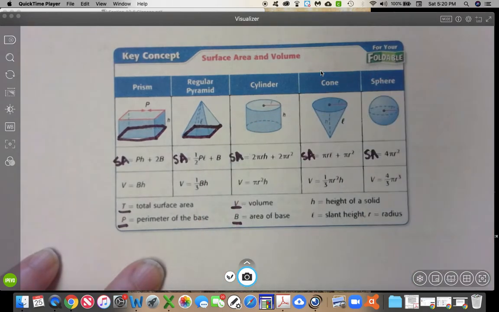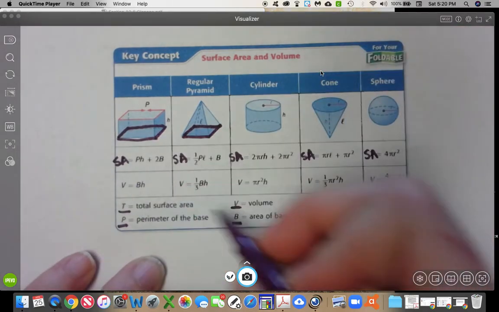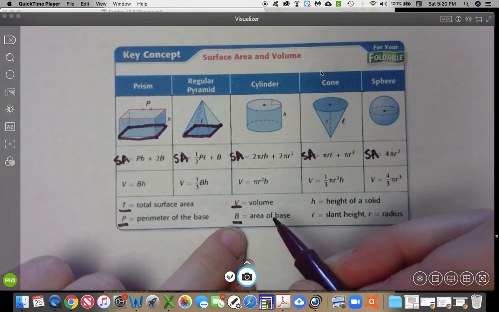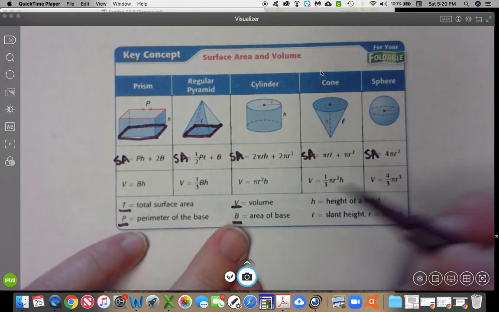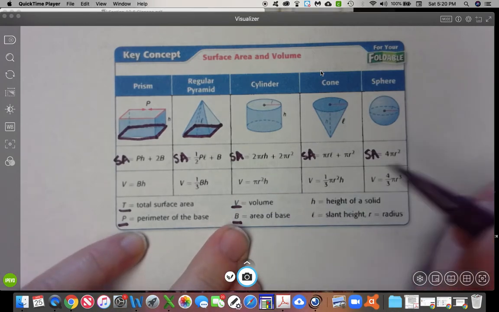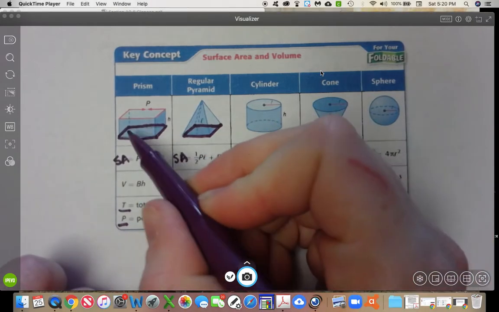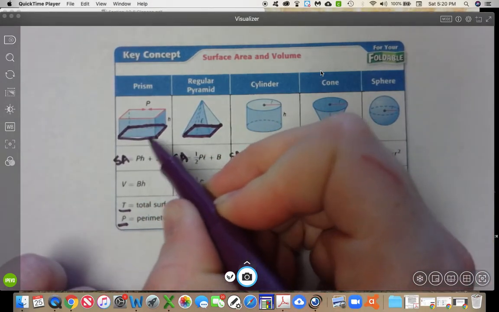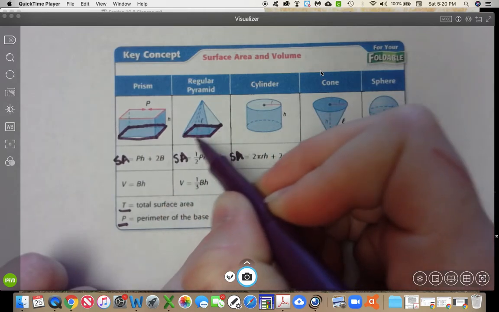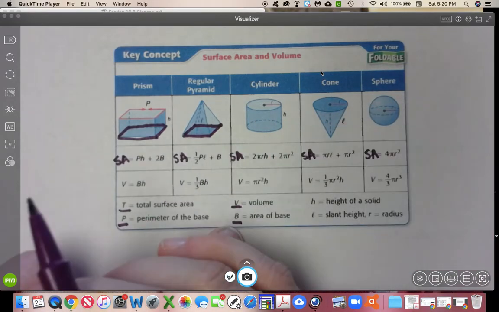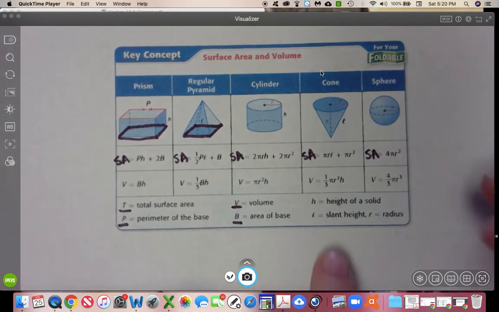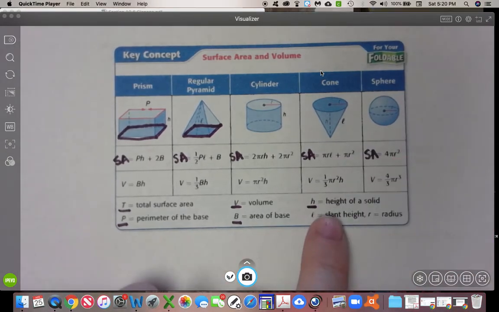Then I have capital B, which is the area of the base. So when they use capital letters, they're kind of referring to the base here. Capital P is perimeter of the base, capital B is area of the base. So to find the area of that base, I would just take base times height because that's a rectangle. Same thing here. It's a rectangle or a square, base times height to find the area of the base. H is height, and L is slant height.